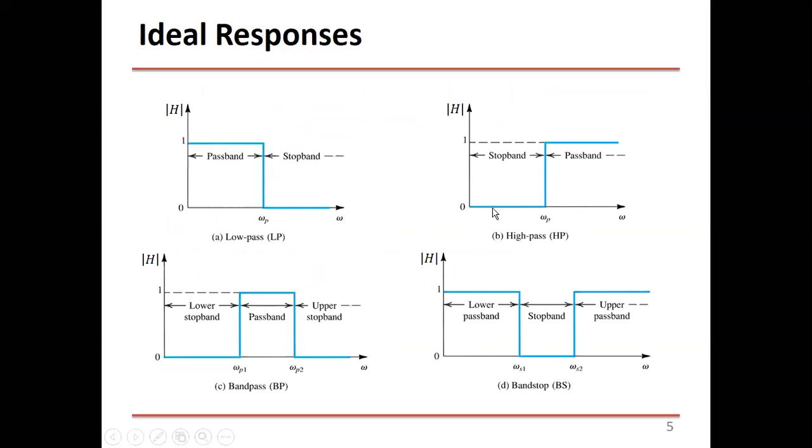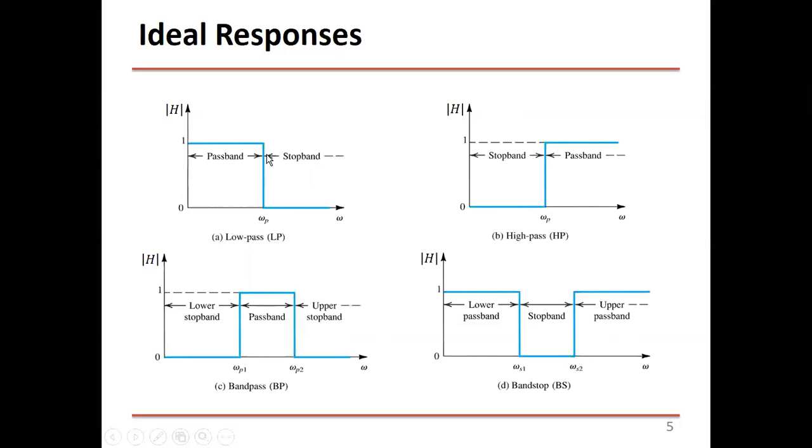This is the low pass filter, 0, 1, here 0, 1, 0, here 1, 0, 1. So it's flat, and it has a sharp transition from the pass band region to the stop band region. These filters are impossible to realize in real life because of many reasons. First of all, you cannot have this sharp transition all of a sudden like this.